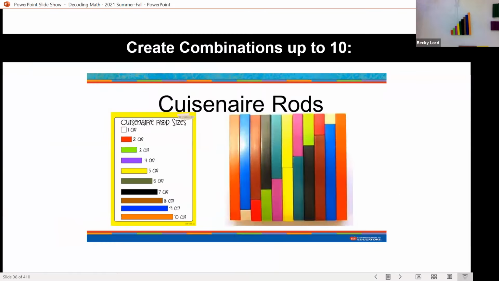Then I like to have students make all the combinations. So this is the combinations for 10. And if you even look at this, I could say, well, if this is a 9, 9 and what makes 10? 9 and 1, and put that right there. And students can see that the 9 and 1 would make 10. And the same, we could do 8 and 2, 7 and 3.